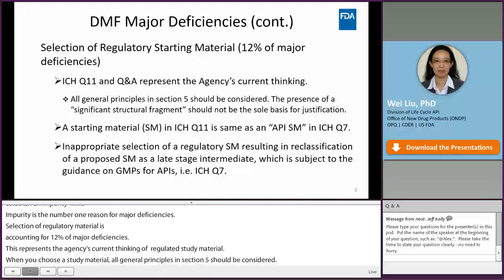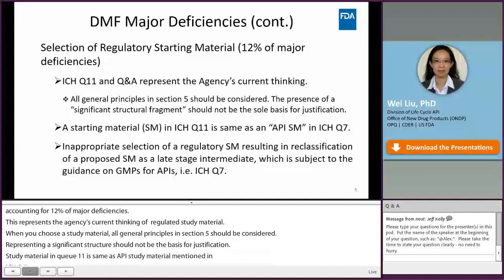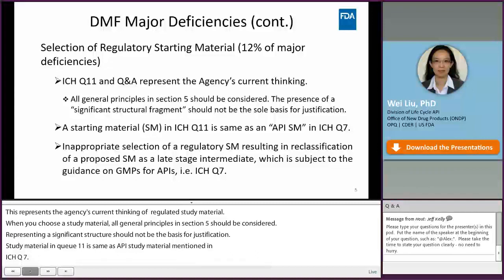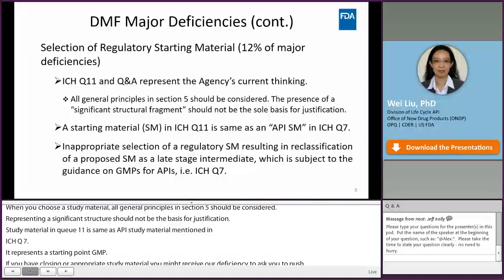The concept of starting material in Q11 is the same as the API starting material mentioned in ICH-Q7. This explains why the selection of starting material is important, because it represents the starting point of GMP. If you have chosen an inappropriate starting material, you may receive our deficiency to ask you to push back. As a response, your initially proposed starting material will be considered as an intermediate, which is subject to the guidance on GMPs for API.